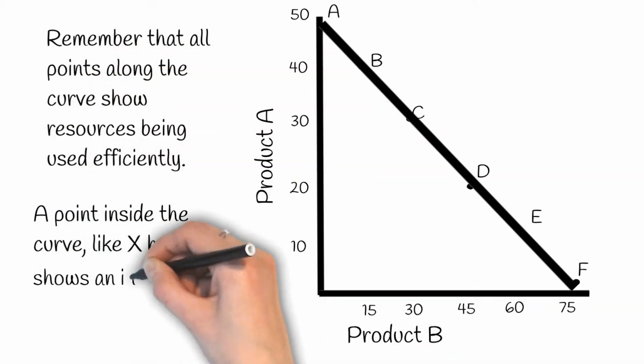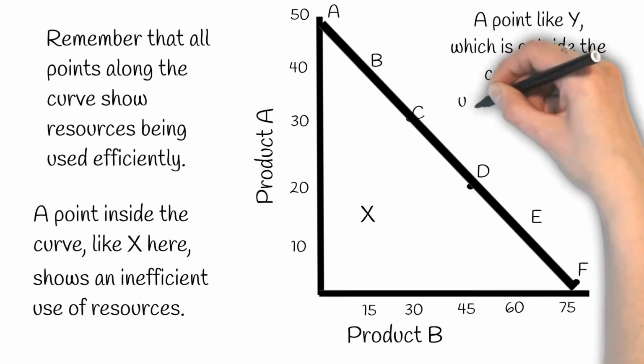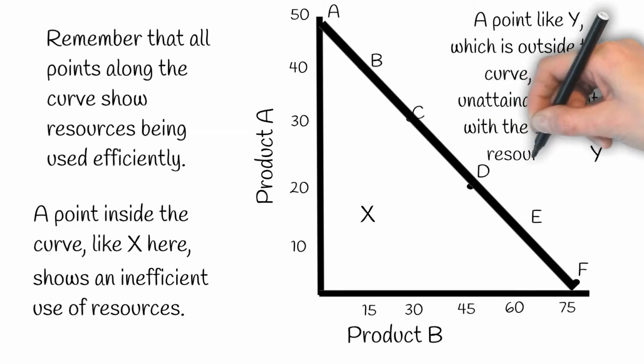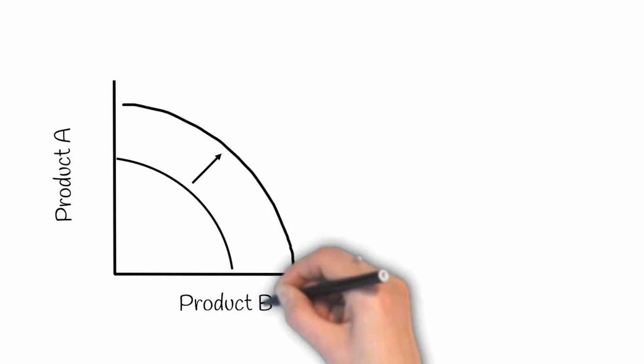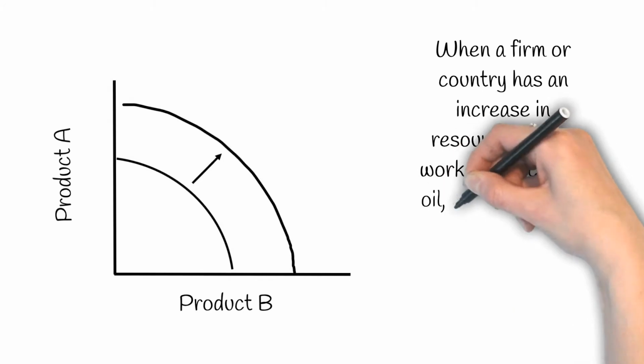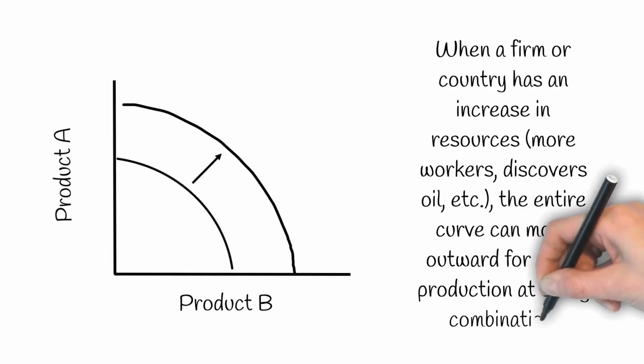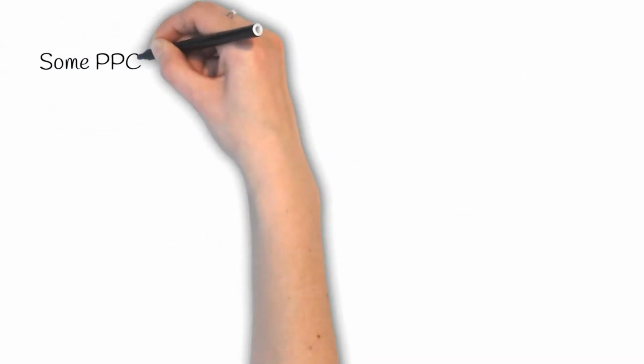However, a point inside the curve, like point X here, shows that you're using resources inefficiently. A point like Y is unable to be attained with the resources you have currently. If a firm or a country has an increase in resources, like more workers or discovery of a natural resource, then the entire curve can move outward.